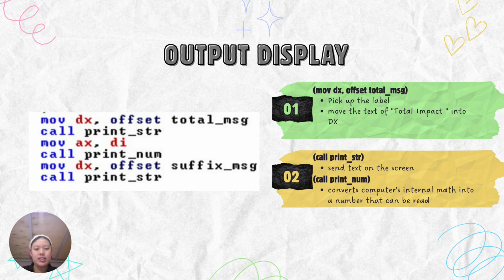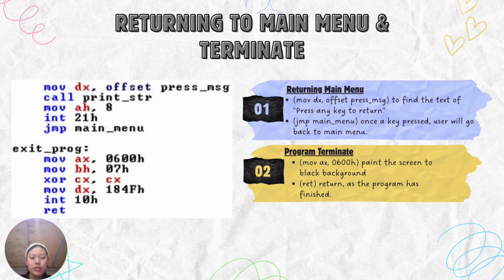Call print str will send text onto the screen, while call print number is to convert the computer's internal math into a number that can be read. For the purpose of returning to the main menu, move DX offset press MSG is to find the text of press any key to return, while move AH 8 actually means stop or wait until the user presses a key.